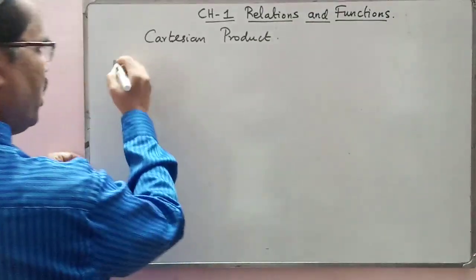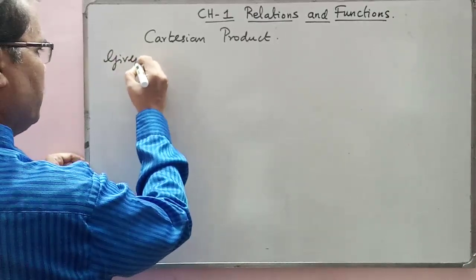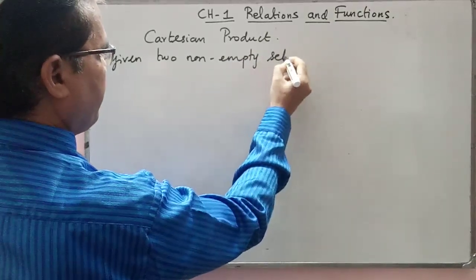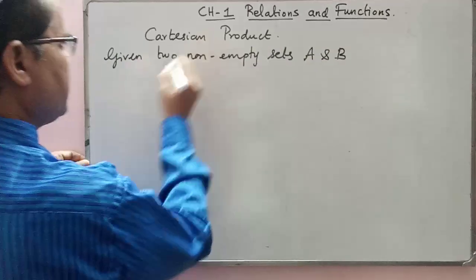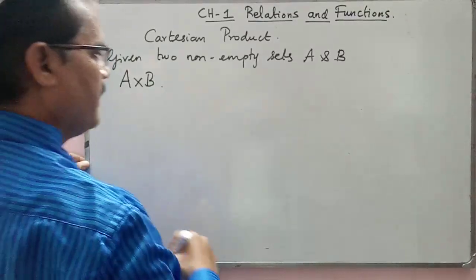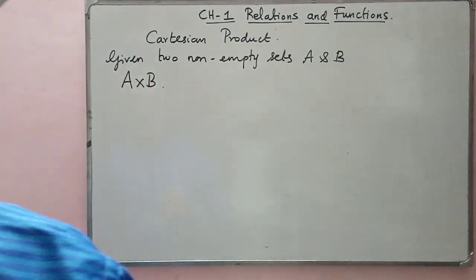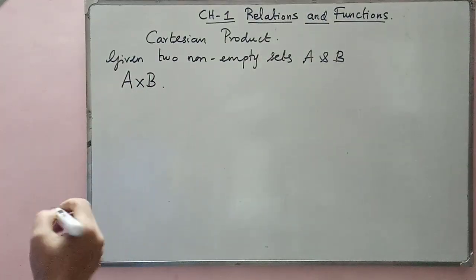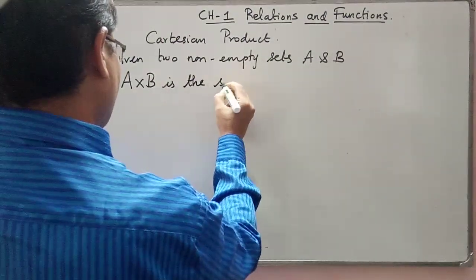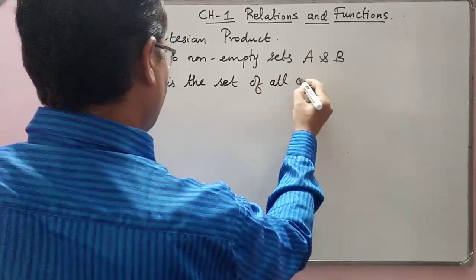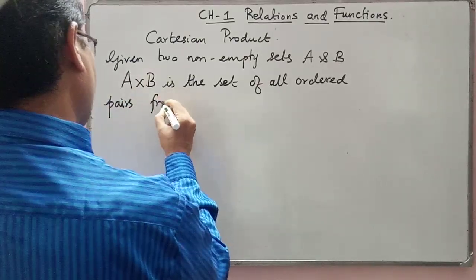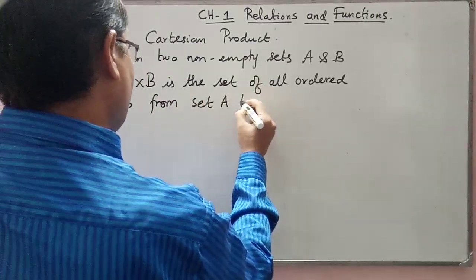If you are given two non-empty sets A and B, then the Cartesian product A cross B is defined as the set of all ordered pairs of elements from set A to set B.